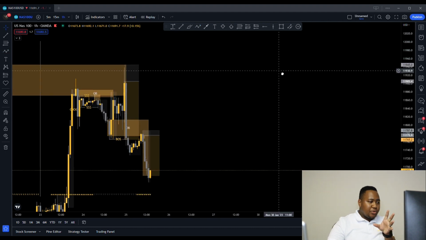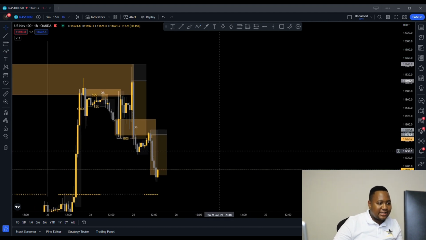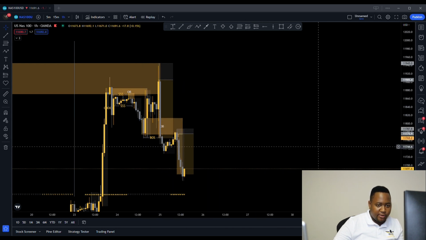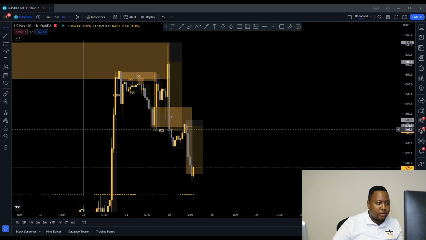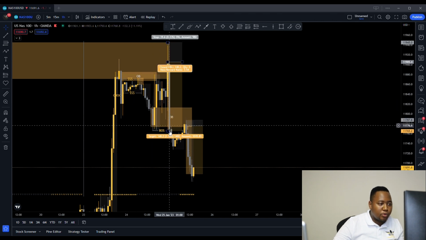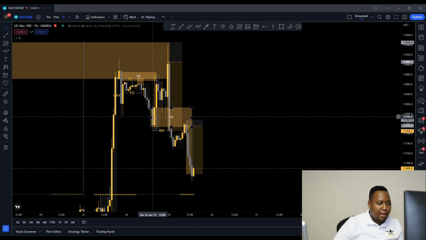Okay, so family, once we've seen that, we can actually see that this actually is what took place in the markets today. As I let you know, we had an order breaker. As you can see, the market broke through that and of course came back and mitigated that beautifully.